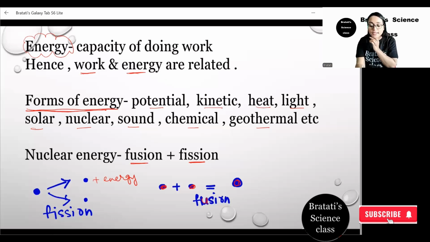There is sound energy that we get from crackers, loudspeaker, mic, etc. That is also energy. Chemical energy is when two components mix together and form a reaction. The two components we call reactants, and that is called chemical energy. The geothermal energy is also used to produce turbine power. We get wind energy and water energy. Geothermal energy is present inside the earth, down in the soil, etc.